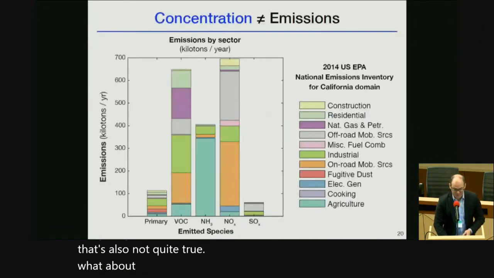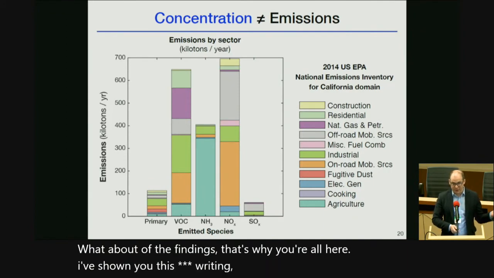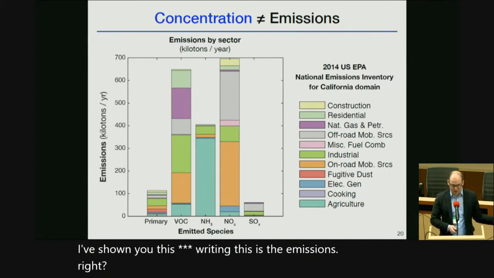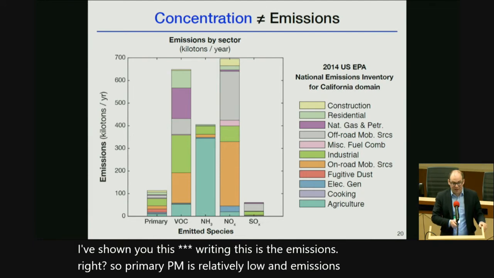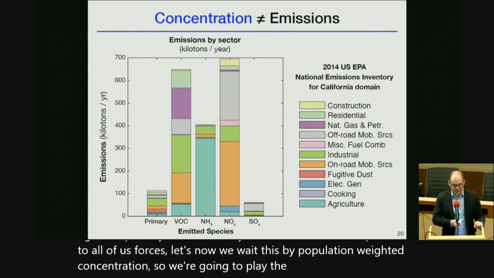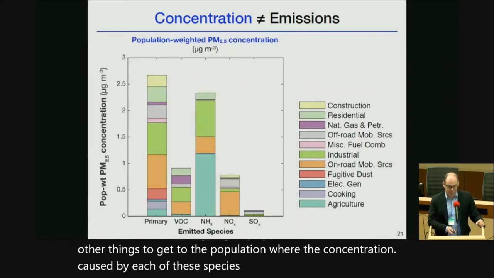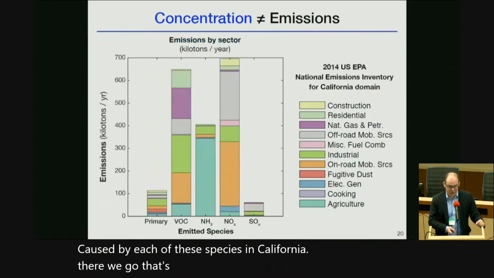That's why you're all here. I've shown you this figure already. This is the emissions figure, right? So primary PM is relatively low in emissions compared to all of the sources. Let's now reweight this by population-weighted concentration. So we're going to apply the intake fraction, these other things, to get to the population-weighted concentration caused by each of these species in California. There we go. That's the population-weighted concentration.